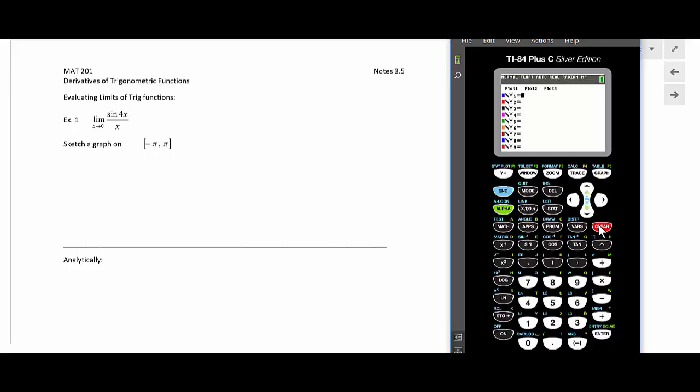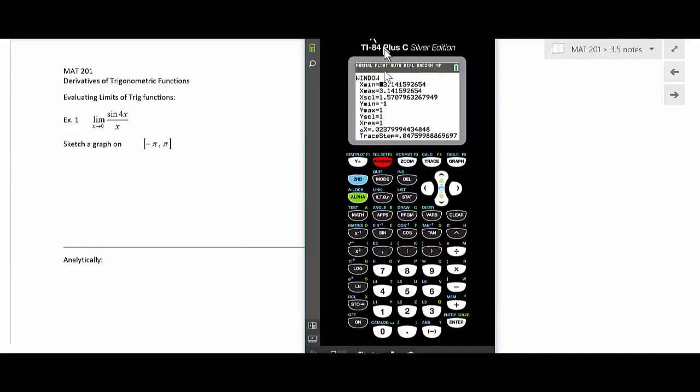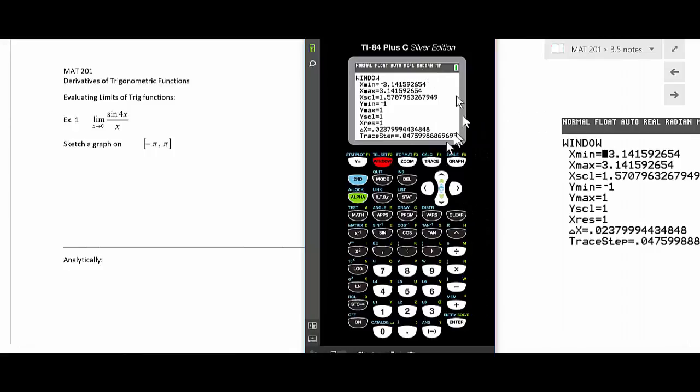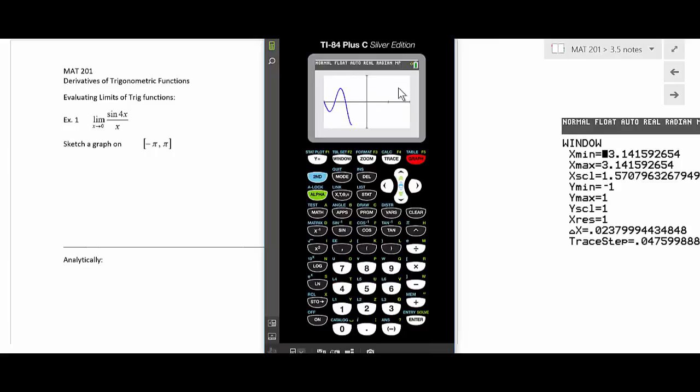So let's put in sine of 4x divided by x. You can just keep your window from negative pi to pi. I want to get that put in. And that's my window, and then just do a graph. I'll put my window over here so you can see that. Then I'm just going to have you sketch this graph. Oh, I need to change. No, I think I'm okay. I do need to change the window.